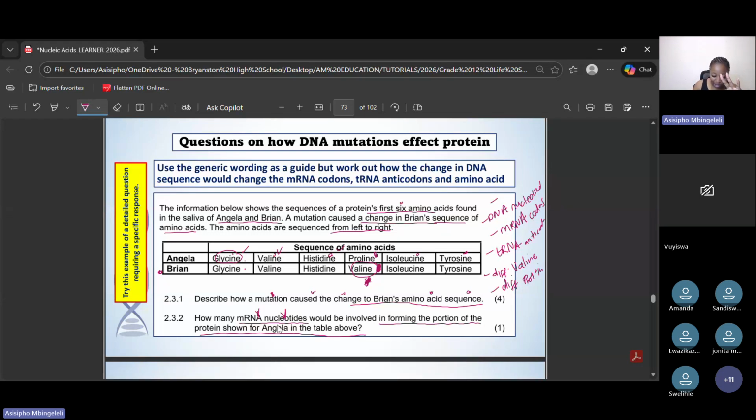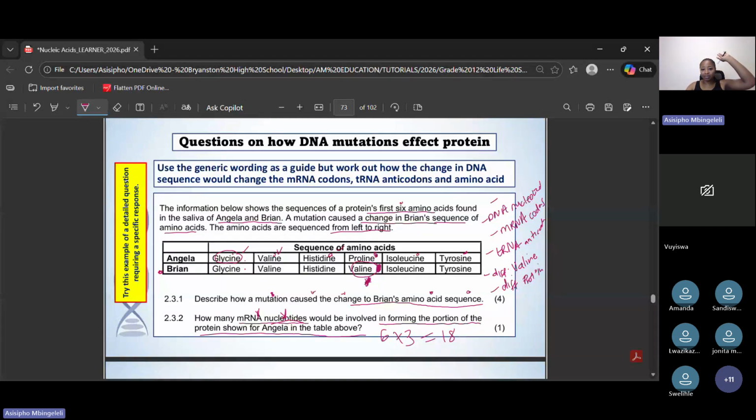And they are asking us for the nucleotides. So we are going to count the amino acids: 1, 2, 3, 4, 5, 6. And each amino acid is coded for by 3 bases. So you multiply that by 3. That will be 6 multiplied by 3: 6, 12, 18. You get 18 nucleotides. I hope that is clear.